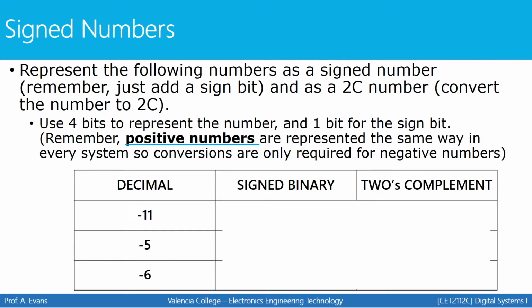Now that we've talked about signed numbers and 2's complement numbers, here's a small exercise to make sure that you have both systems straight in your head. So you have a table, and you're going to represent the following numbers as both a signed number, remember that's just adding a sign bit, and as a 2's complement number by converting the number using the process we just discussed. You're going to use 4 bits to represent the number and 1 bit for the sign bit. Remember, positive numbers are represented the same way in every system, so we only need conversions for negative numbers. And you have 3 examples shown in this table.